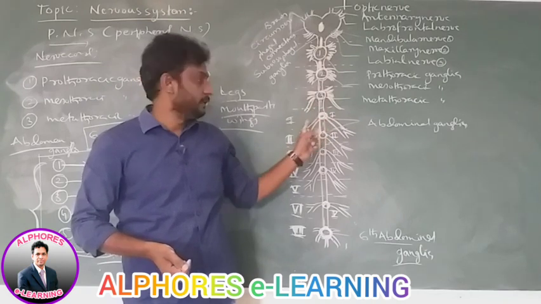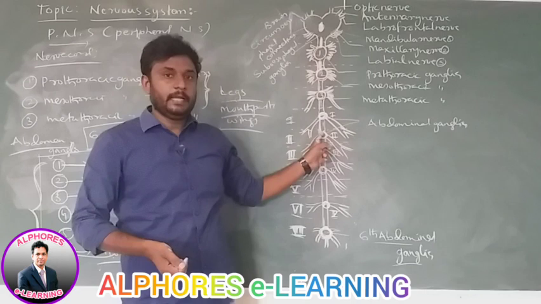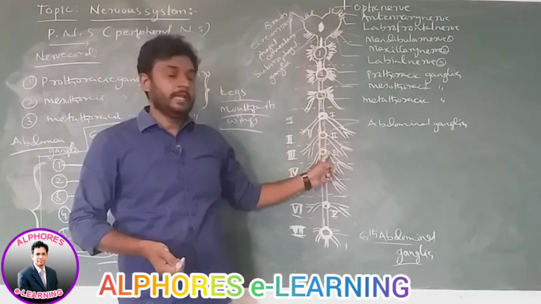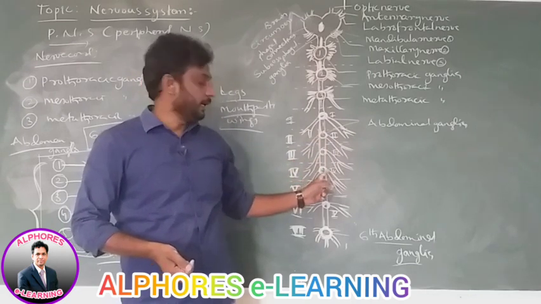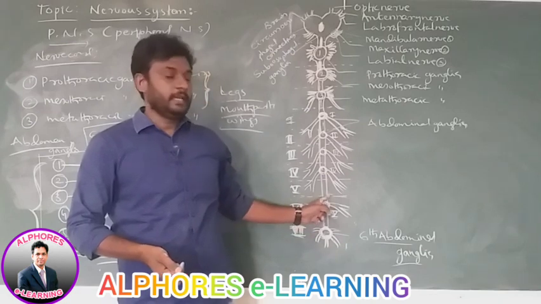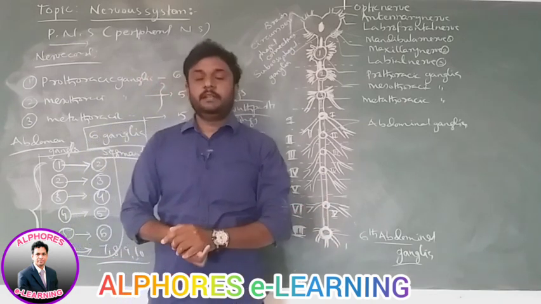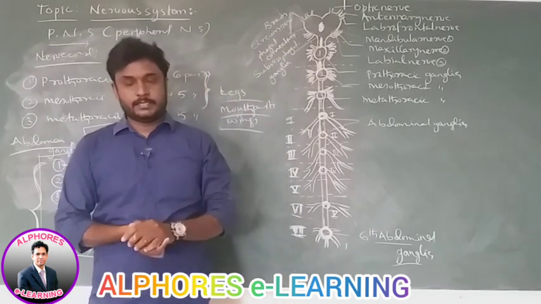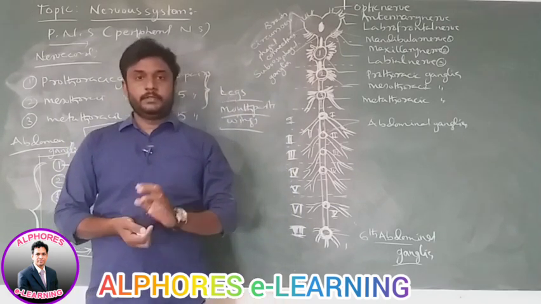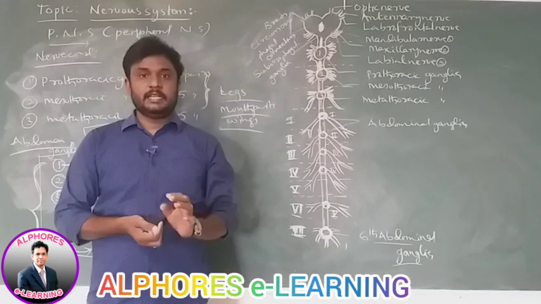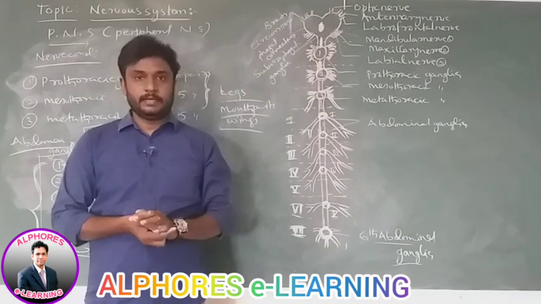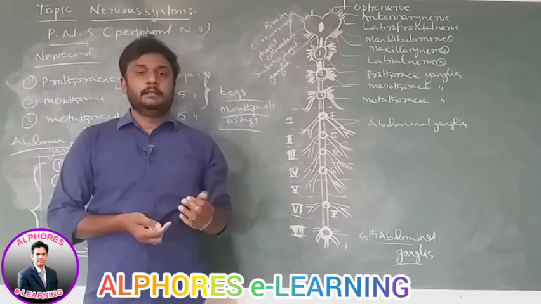First ganglia supplies the second. Second ganglia supplies the third. Third ganglia supplies the fourth. Fourth ganglia supplies the fifth. Fifth ganglia supplies the sixth. Then the sixth ganglia supplies 7, 8, 9, 10 segments. Okay, so this is about the PNS. CNS and PNS completed.